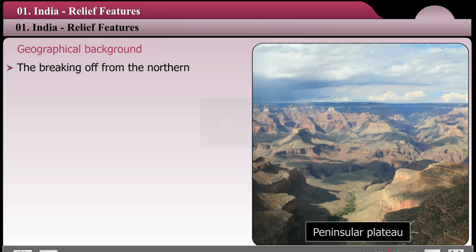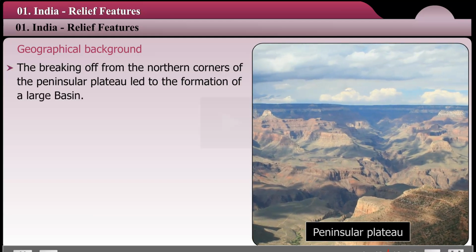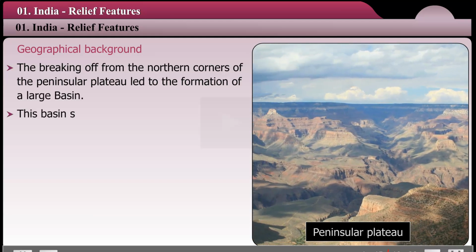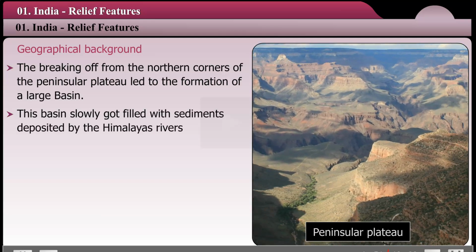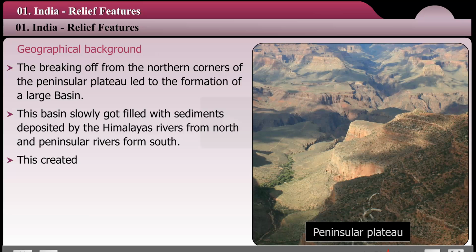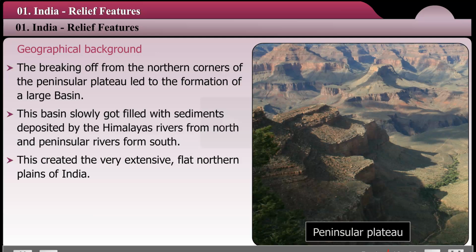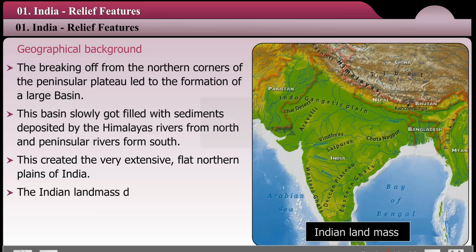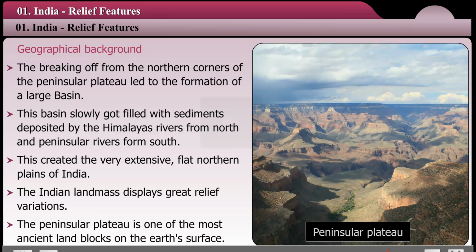The breaking off from the northern corners of the peninsular plateau led to the formation of a large basin. This basin slowly got filled with sediments deposited by the Himalayan rivers from the north and peninsular rivers from the south. This created the very extensive, flat northern plains of India. The Indian landmass displays great relief variations. The peninsular plateau is one of the most ancient land blocks on the Earth's surface.